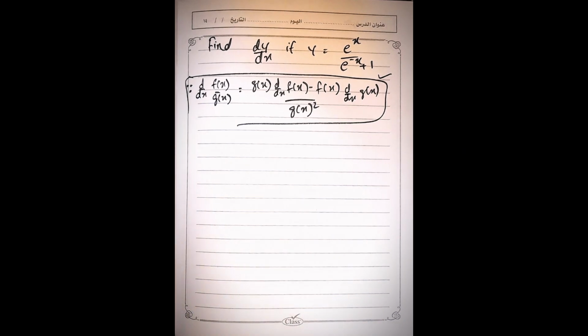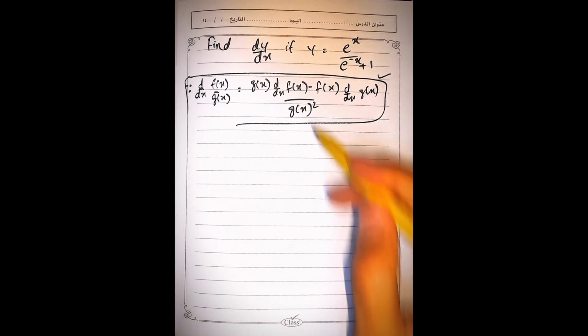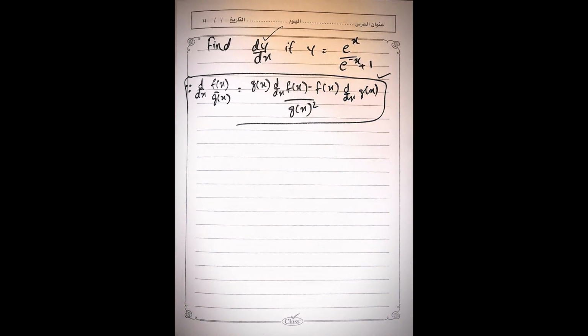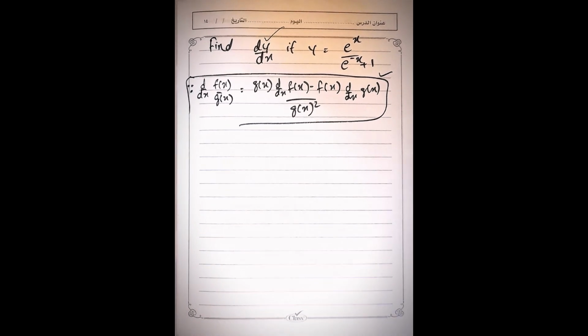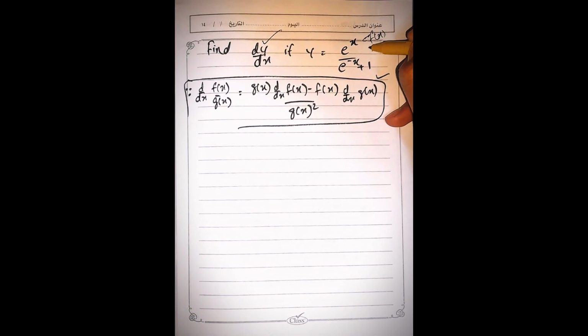Okay, so guys, now in this video we have to find dy by dx if y is equal to e^x divided by e^(-x) plus 1. Okay, so we have two functions f(x) and g(x) right over here. This one is the g(x).